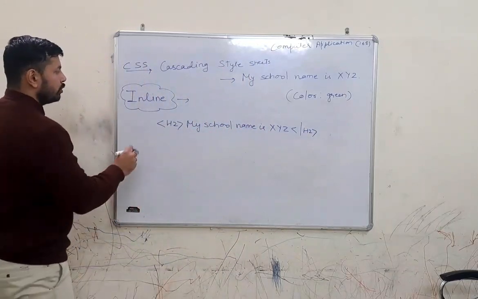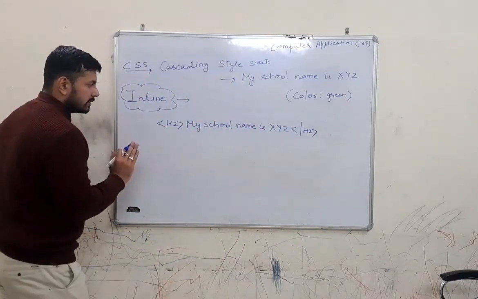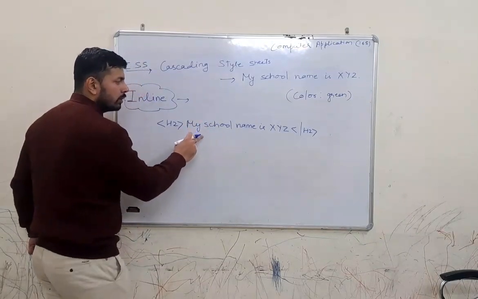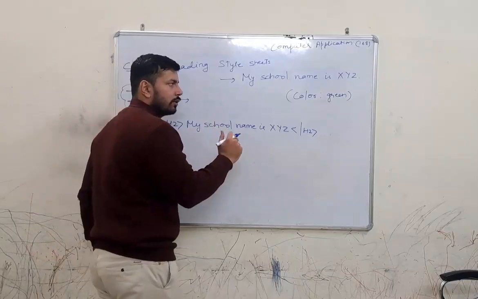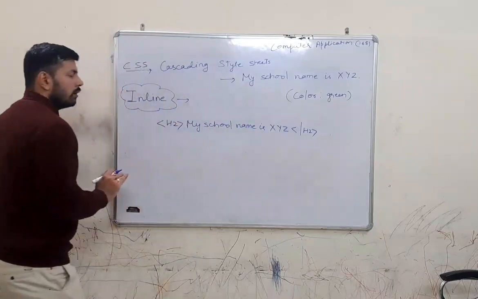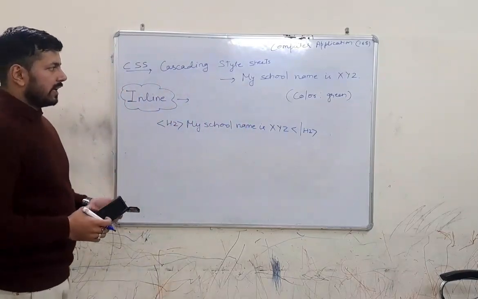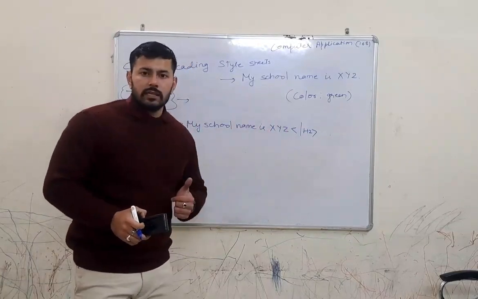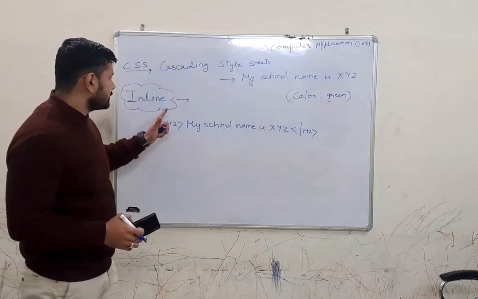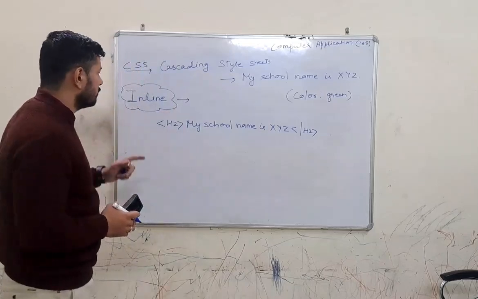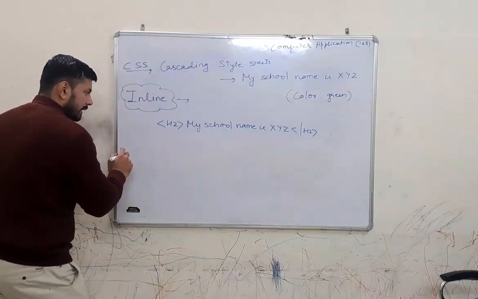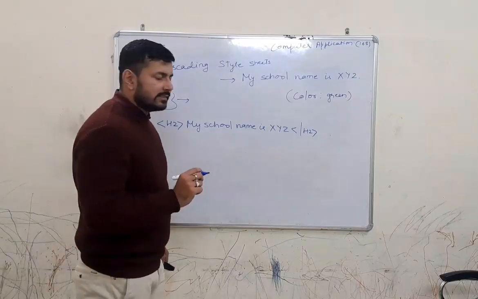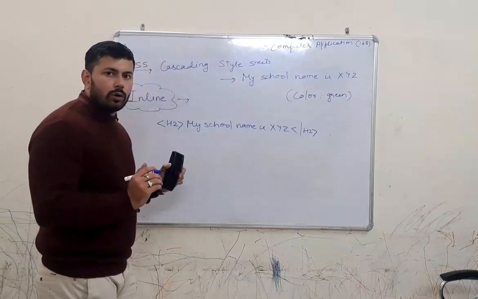Okay, now I want to apply inline CSS. In this sentence, I want the sentence to appear in the color green. Before this, I explained this example by using internal CSS. Now I will explain this example using inline CSS. In inline CSS, we will write the CSS style code inside the starting tag only.